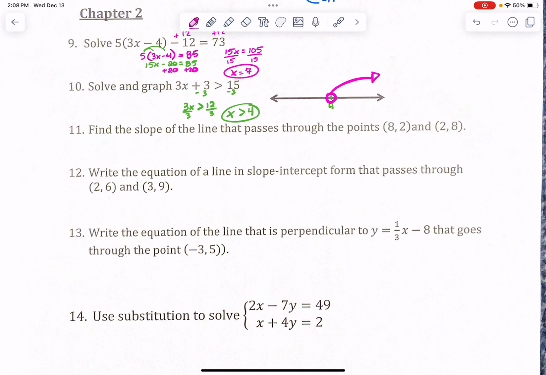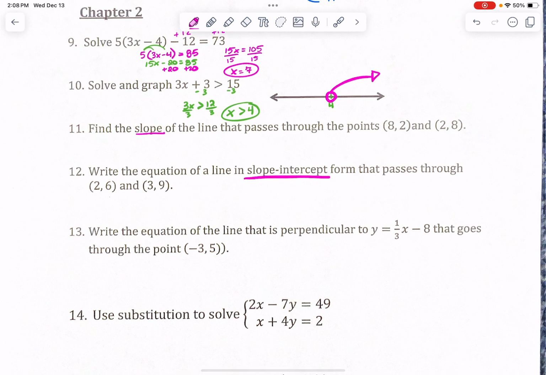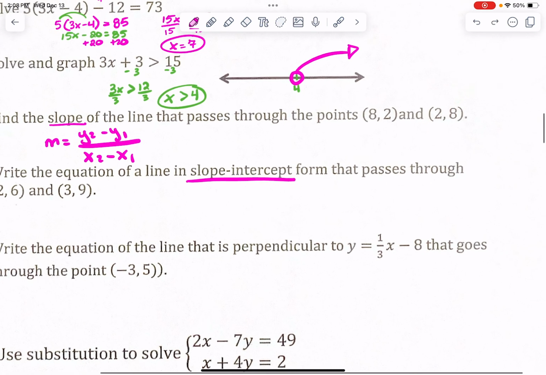Okay. So 11 starts talking about slope, and it's not slope-intercept form. That's this problem. Slope is just m, and it is y2 minus y1 over x2 minus x1. And so these are the 2 points that I have. I have to find the slope of that. I'm going to designate this as my first coordinate, x1, y1, and then this would be x2, y2.